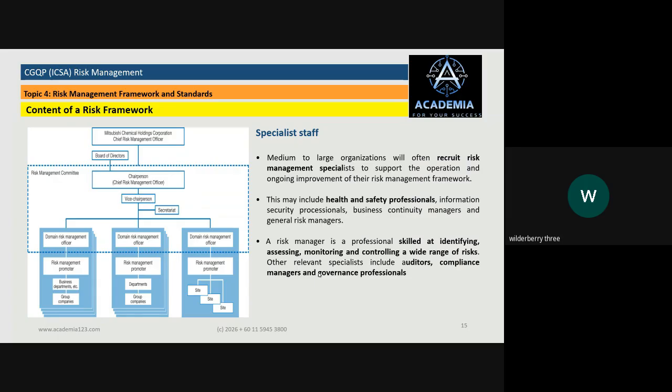You have a vice chair. You have a secretary. You have then the different domain risk officers. That means each department might have its own risk management officers. So it's really bottom up, covering the entire organization, ultimately to report to the board of directors, as well as to the shareholder.